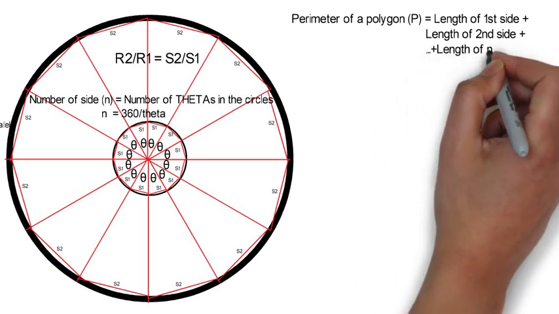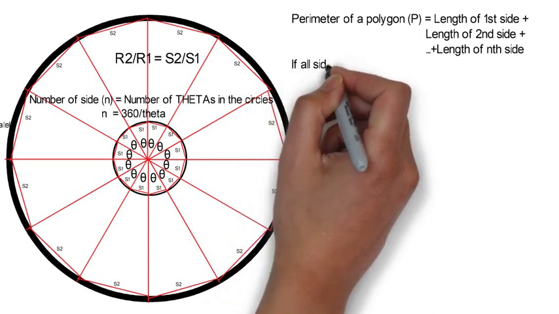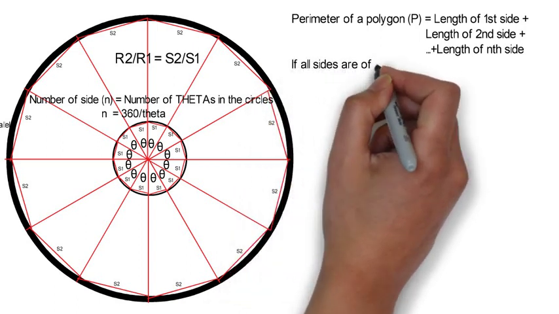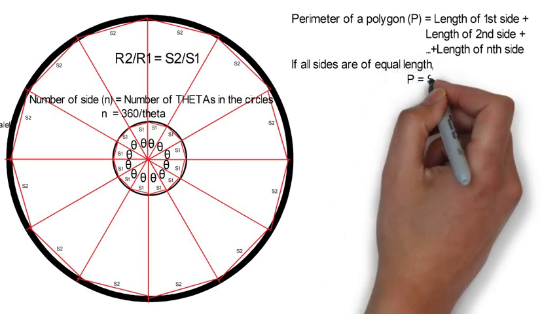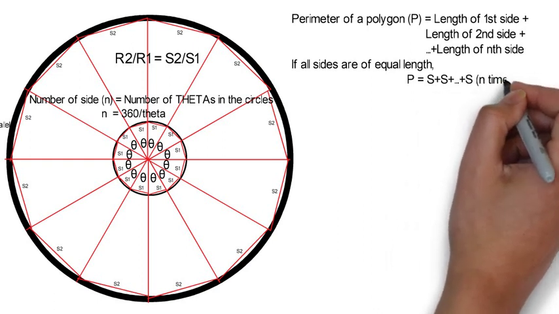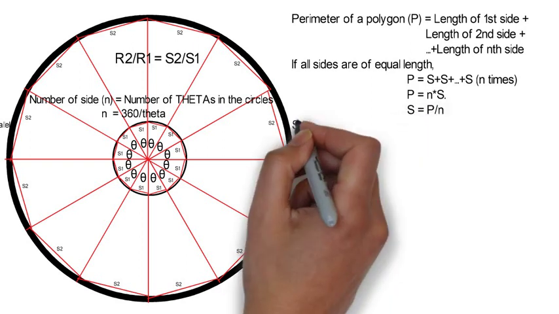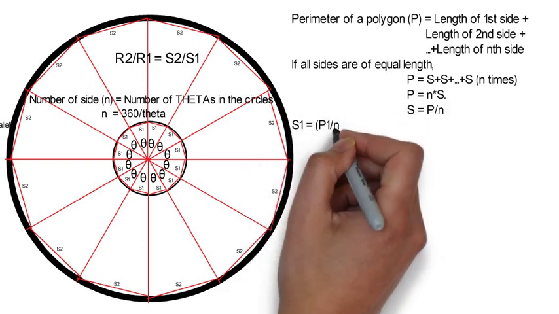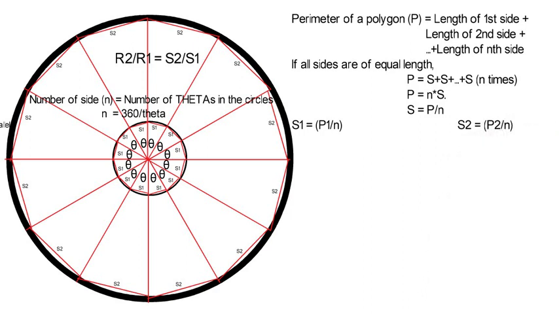If the polygon is a regular polygon, that is, all sides of the polygon are equal in length, then the perimeter is equal to the product of the number of sides of the polygon and the length of one side, that is, P equal to n into S. If we rearrange it, then S is equal to P divided by n. So, S1 is equal to P1 divided by n and S2 is equal to P2 divided by n.